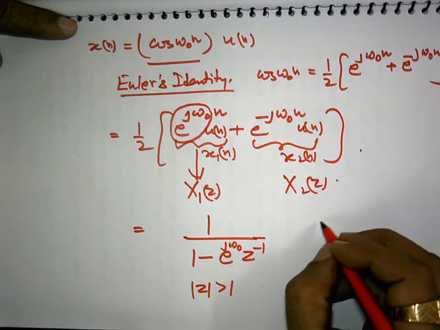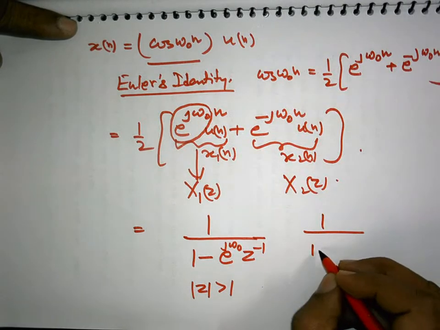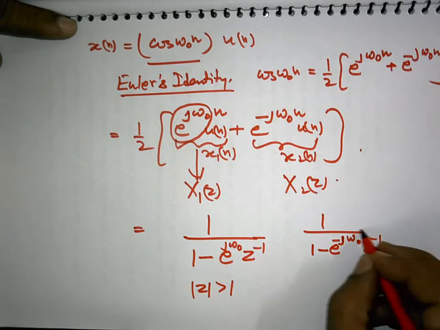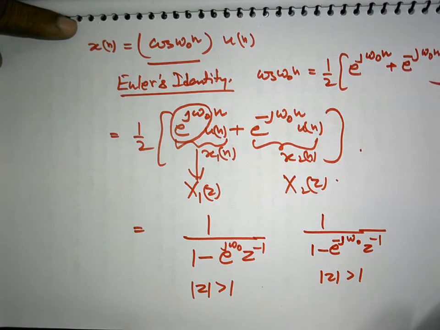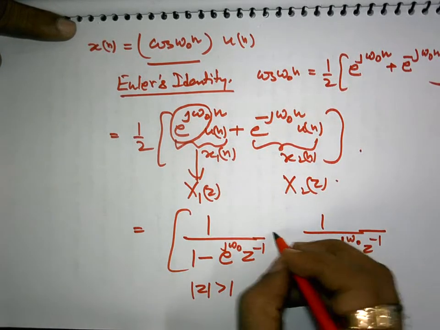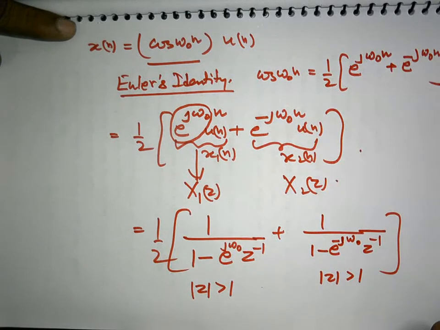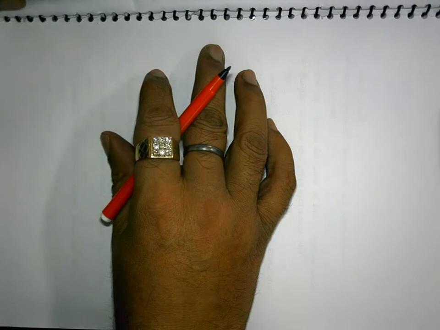What about the region of convergence for the other signal, or what is the closed form expression for its Z transform? This will be 1 over 1 minus e to the power minus j omega 0 z inverse. Am I right? And mod z is still greater than 1, and the whole thing is multiplied by half to get this expression. Now we will further simplify this expression.